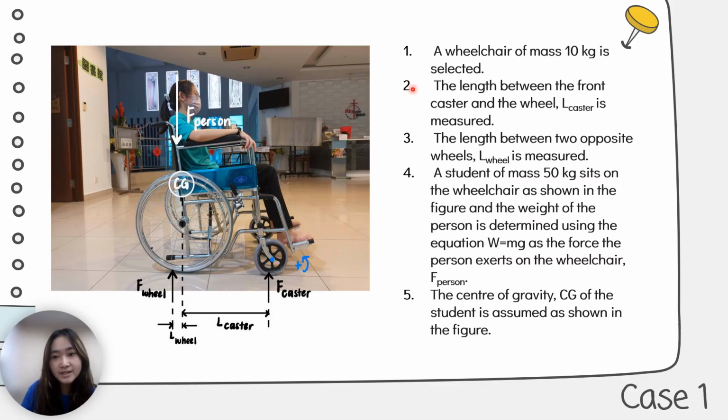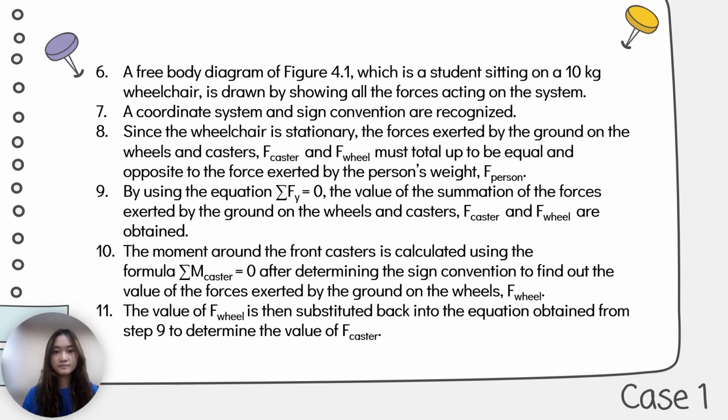So the first case is the forces on the wheelchair. The steps taken are that we first select a 10 kg wheelchair, and then we measure the length between the front caster and the wheel, as well as the length between the two opposite wheels, and then we determine the force of the person by using this equation W equals mg, and then we assume the center of gravity that is shown in this diagram. So next we draw a free body diagram and we determine the force of the caster and the force of the wheel by using this equation, total force Y equals 0 and the total moment of caster equals 0.